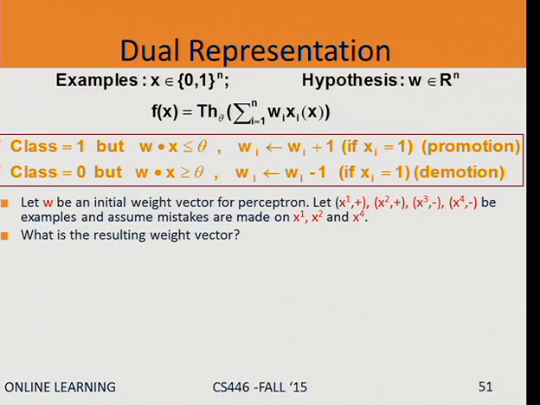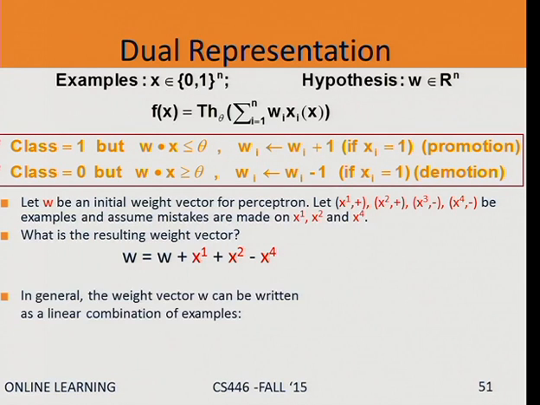It so happens that the zeros don't change w. But I really added x. So what's going to be the new w? It's going to be this, plus x1 plus x2 minus x4. Okay? So the weight vectors in perceptron are just a sum of the examples, some linear combinations of the examples. And in a more general way, I can write it this way.